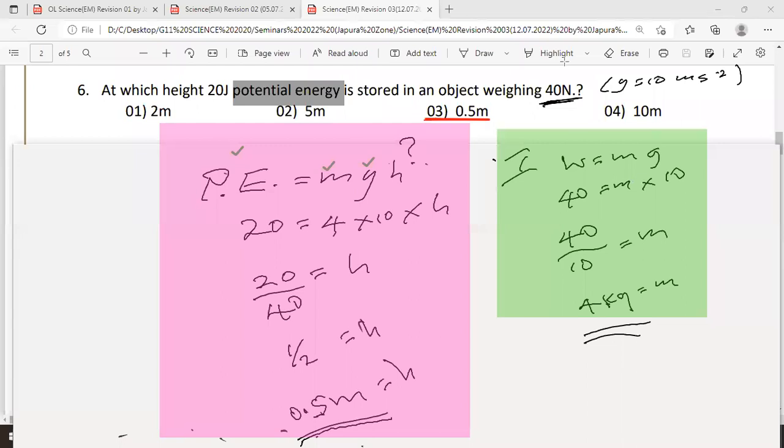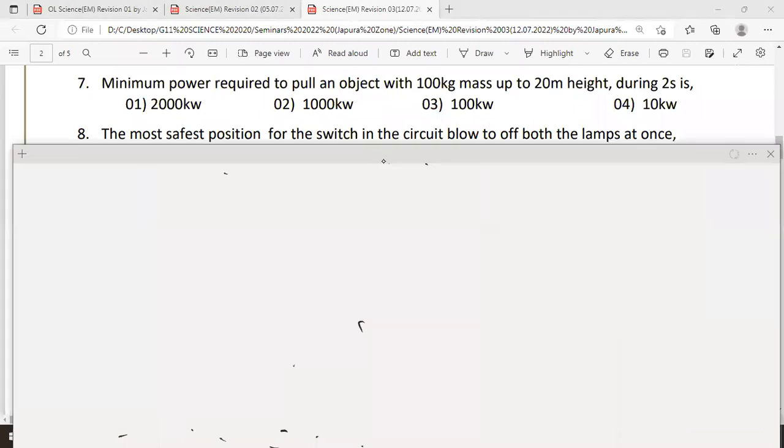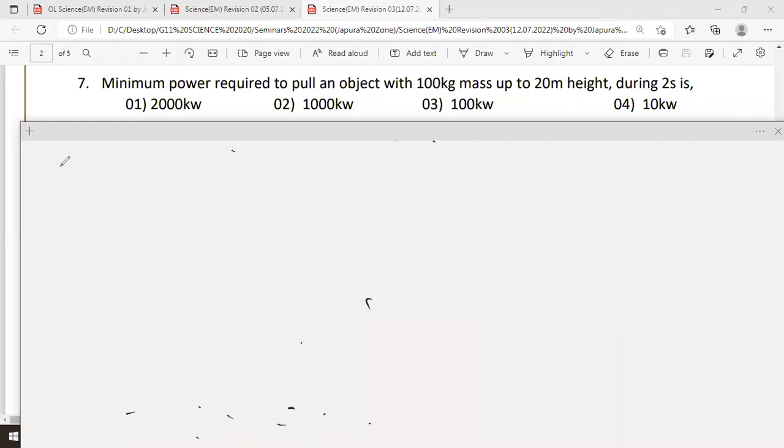I'll erase the screen. If you want, you can take a screenshot, or you can get the recording after the session. 7th MCQ, power. There are 3 equations for power. I think most of you might not have done grade 10, 11 power yet. One equation, if you don't know, write this. One equation for power is what?